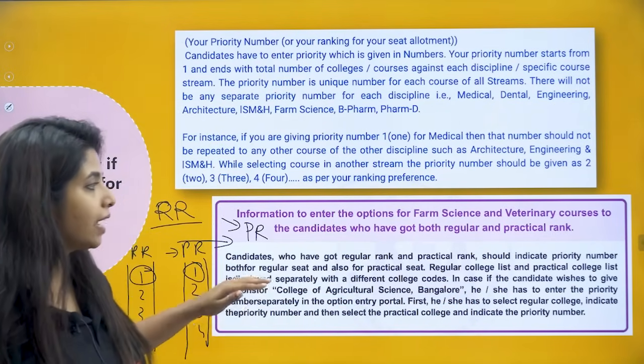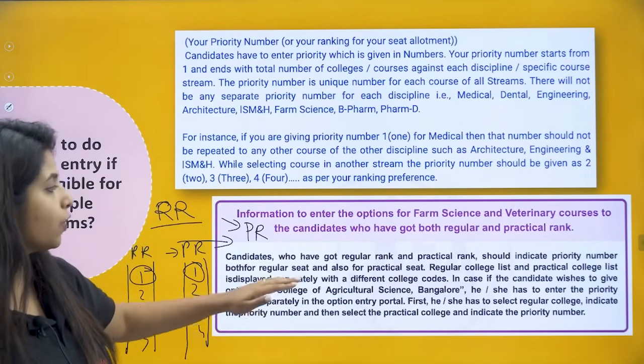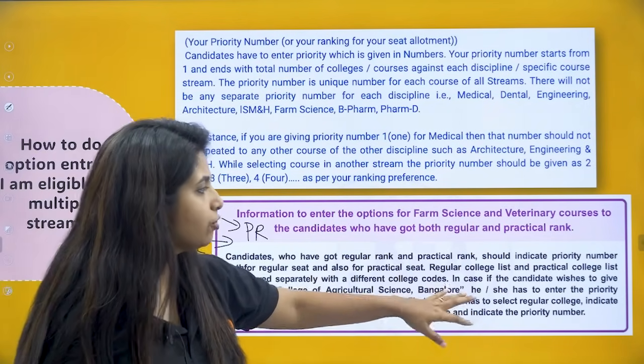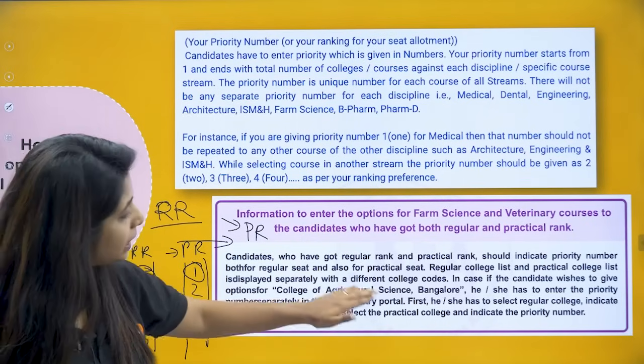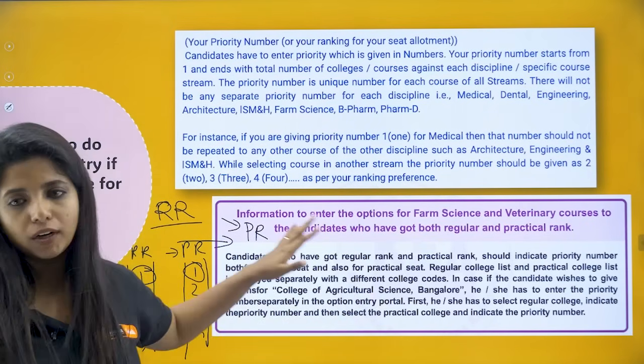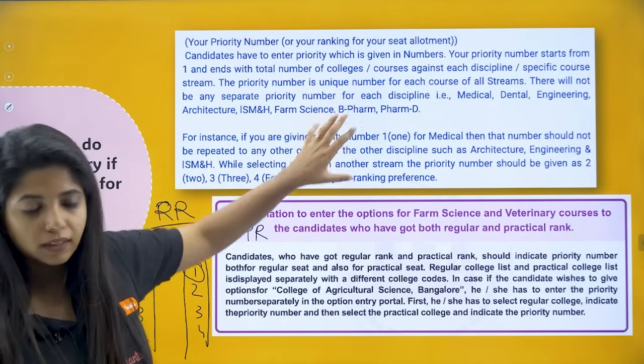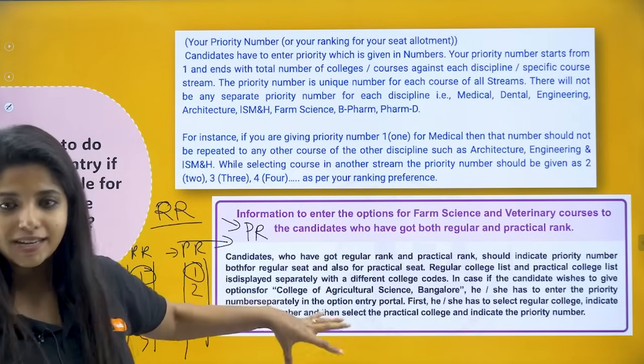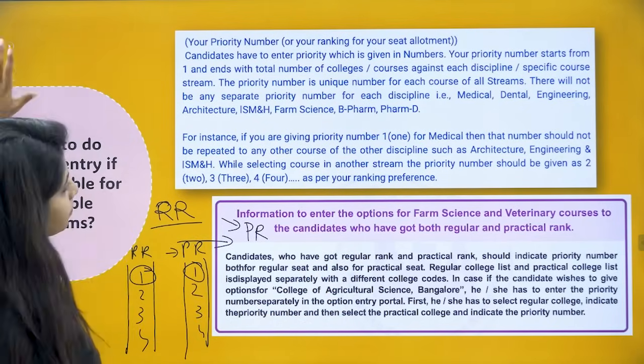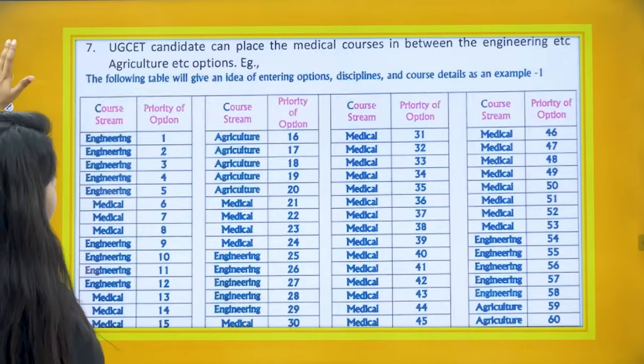In case the candidate wishes to give options for College of Agriculture Science, he or she has to enter the priority number separately in the option entry portal. I told you, so here it was not separate, here it is separate. Please understand that there is a difference. Okay, so that's all. And now what?